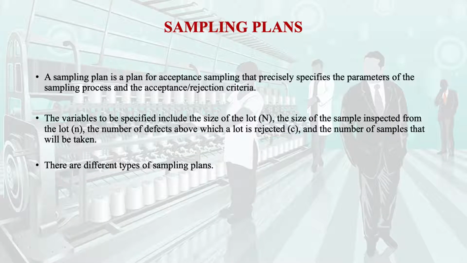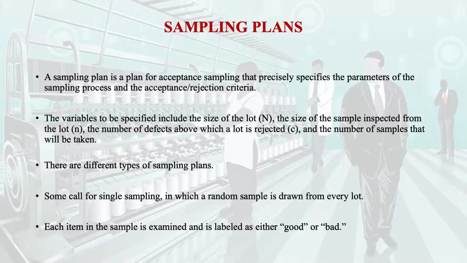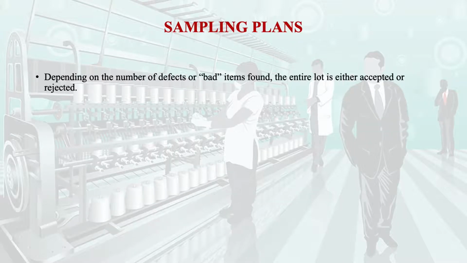There are different types of sampling plan. Some call for single sampling, in which a random sample is drawn from every lot. We make 2, 3 or 4 lots and we try to take one sample, and each item in the sample is examined and labeled as good or bad. Depending on the number of defects or bad items found, the entire lot is either accepted or rejected.